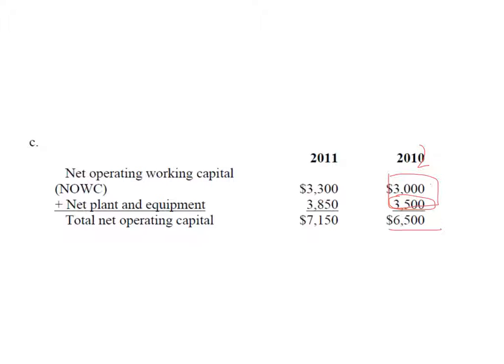We can apply the same idea with 2013's numbers. Again, net operating working capital was calculated in the last step as 3,300. We go back to the balance sheet and find the net fixed assets, or say the net plant and equipment, as 3,850. Together, short-term plus long-term, we get 7,150.